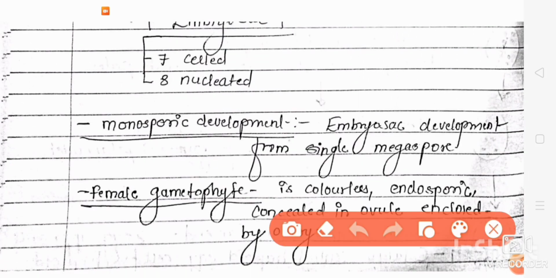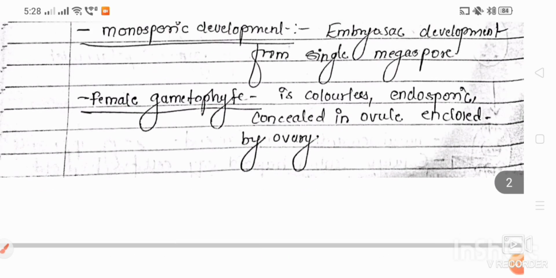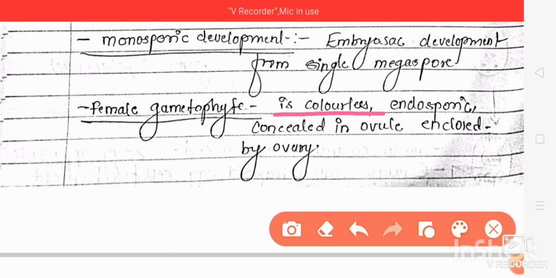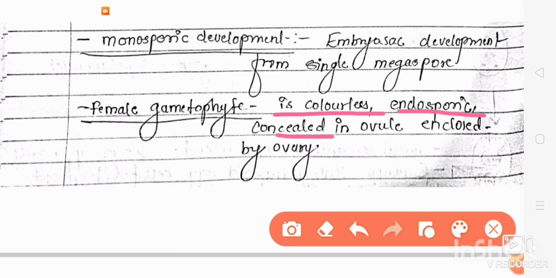The kind of embryo sac development here is monosporic development. It means that the embryo sac developed from a single megaspore cell. After meiosis we got 4 megaspores, but among them 3 got degenerated and 1 remained functional. So it developed from a single megaspore. Therefore this kind of development is known as monosporic development. So let's see the female gametophyte. It is colorless, endosporic, and it is concealed in the ovule enclosed by the ovary.